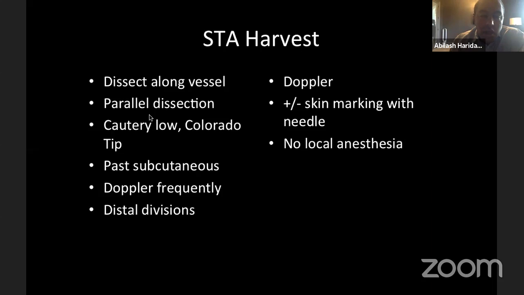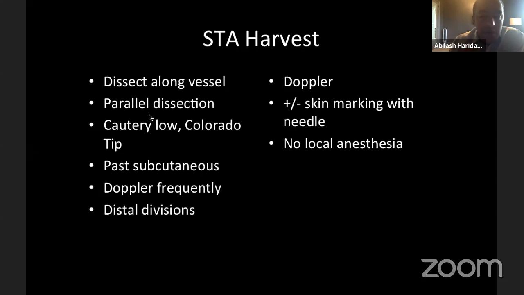If you're using a bovie to cauterize, make sure it's on a very low setting, around 8 or 10, and use a Colorado tip, which is a needle point. Don't use a broad tip, because you want to be very, very fine. You're not painting with a brush. You're doing very fine strokes right over the vessel. Extremely important. And I'm telling you this because I've injured the vessel, and it's very disheartening when that happens. And it's purely technique. So very important to keep that in mind.